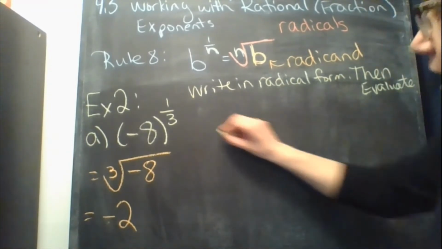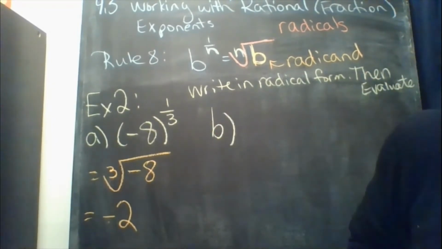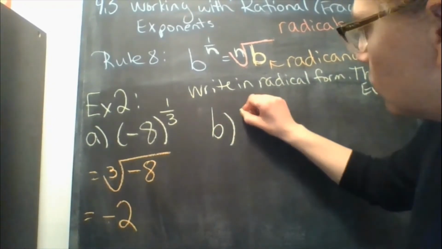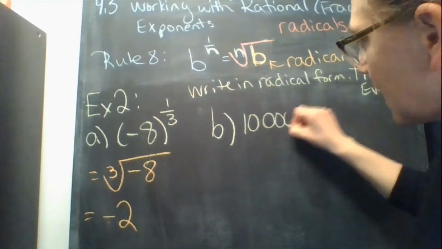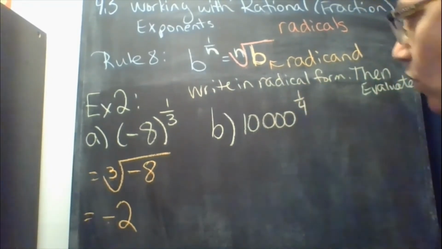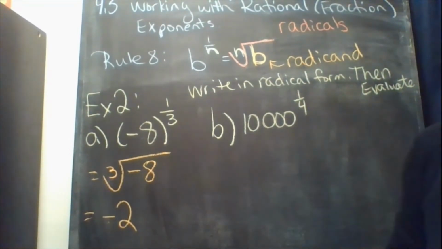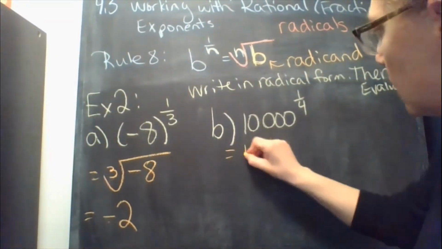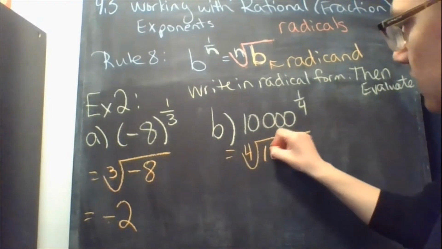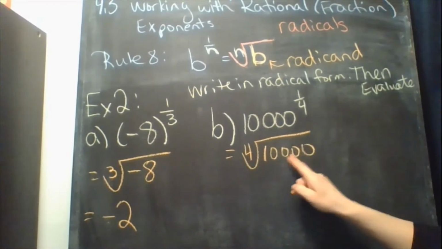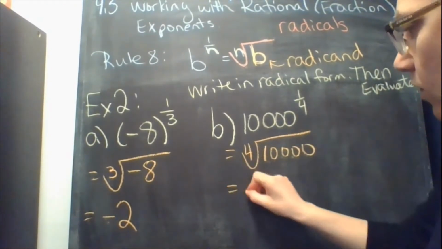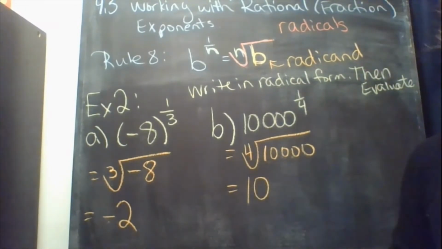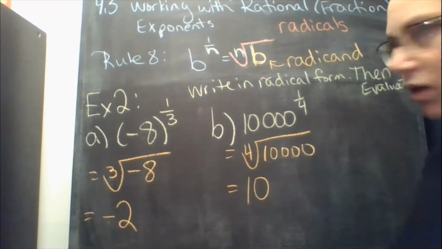So there's A, let's see, B, let's say, 10,000 to the exponent 4. So in radical form, that means I want that root sign. I get the 4th root of 10,000. 1, 2, 3, 4 zeros to exponent 4. So that means it's 10. Okay, so we're doing pretty good. That's not bad. Let's do one that's a little bit more complicated.